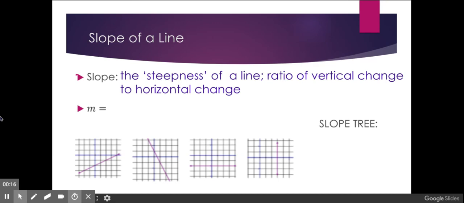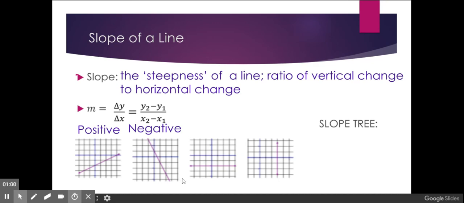So the ratio of the vertical change to the horizontal change. And that part of the definition is talking about this formula. So m is always the letter we use for slope, and it'll equal, this little symbol means the change in y over the change in x. So to find that change, we subtract the two y values and then subtract the two x values. And you want to make sure that for the two different points, this is one point and this is another point. So it doesn't necessarily matter which one is 1 and 2, but you do want above and below to match.